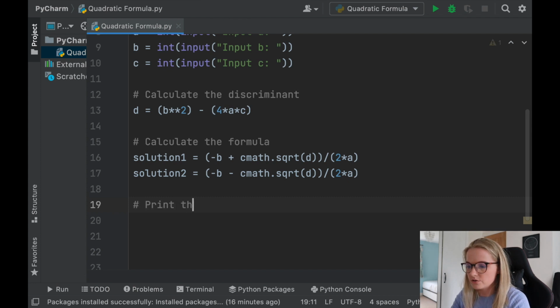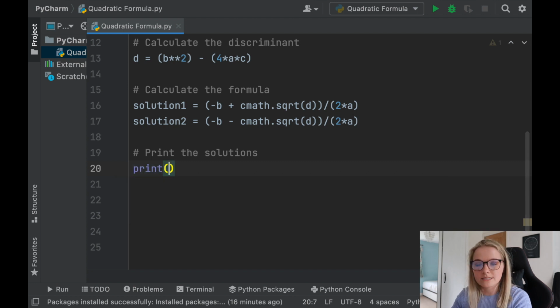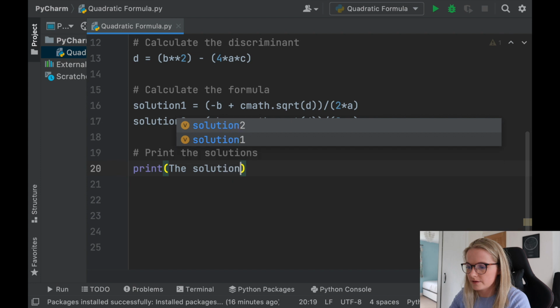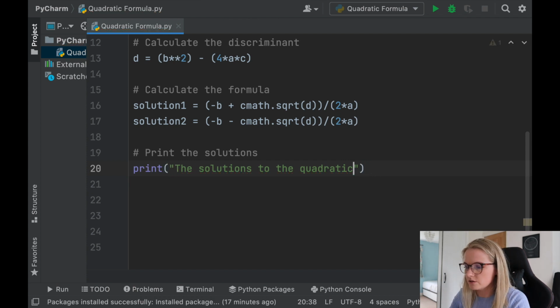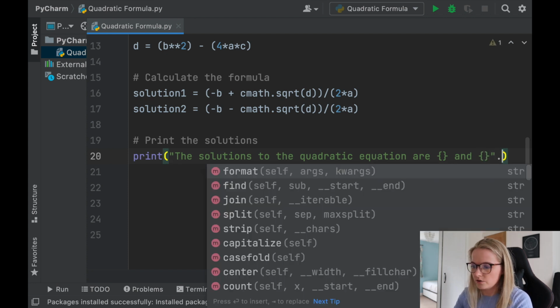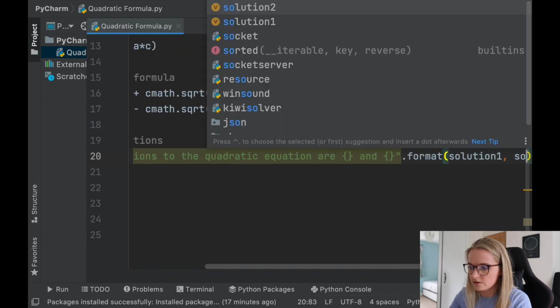So we'll say print the solutions, and all you're going to say is print. Now we'll use formatting in this so we can input the solution. Let's say the solutions to the quadratic equation are, and let's make sure it's in quotation marks, apologies for that. We're going to do squiggly brackets like that, and squiggly brackets like that. At the end of the quotation marks, we're going to do format, and all we're going to put in here is solution 1, solution 2.